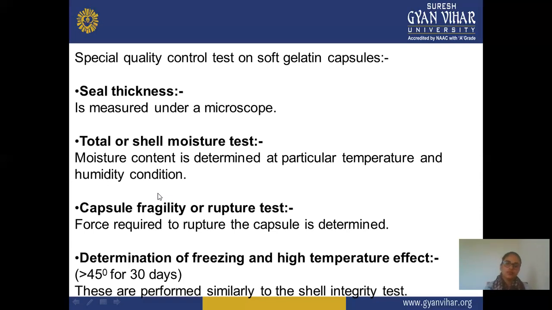Next is determination of freezing and high temperature effect. If you are storing your soft gelatin capsule or your formulation at different temperatures, such as freezing or high temperature conditions, then what is the effect? You check it with the help of this test. In this, more than 45 degrees Celsius for 30 days or more, and this is performed similarly to the shell integrity test also.